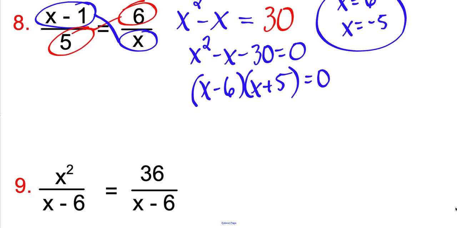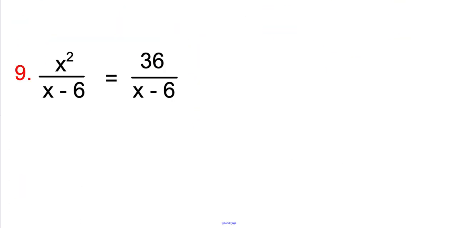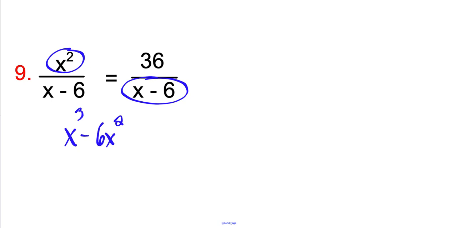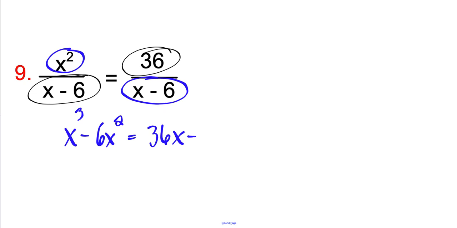So one more of those. And if you wanted to pause the video, try this on your own, go for it. Okay, it looks like we're going to have a little bit higher power variables. So if we're multiplying these, that gives me x to the third minus 6x squared. And then we're going to multiply these. So that'll get us 36x minus, and you might want to get a calculator out, that should be 216.